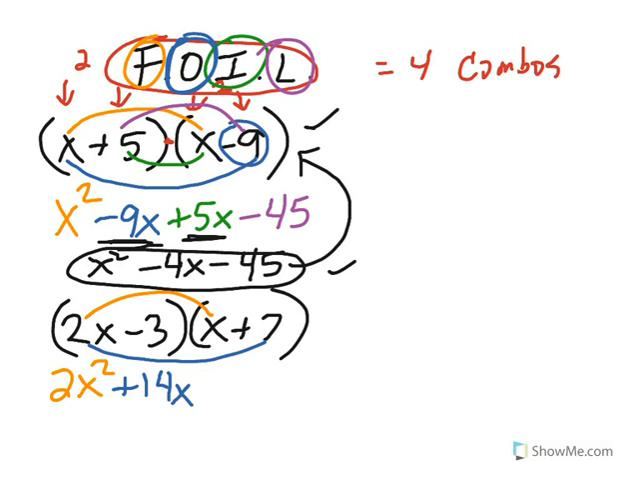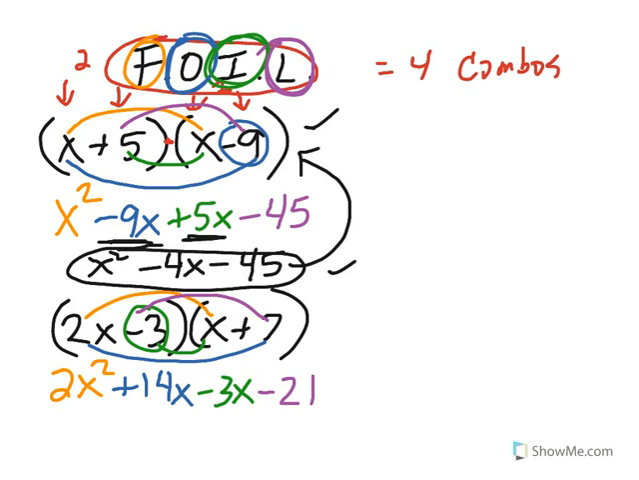Then I get to I, which is my inside ones. So it's negative 3. Remember, the negative is attached to that 3. Negative 3 times x is negative 3x. And then my last one here, L, is going to be my last term in each grouping, which would be negative 3 times 7, negative 21.